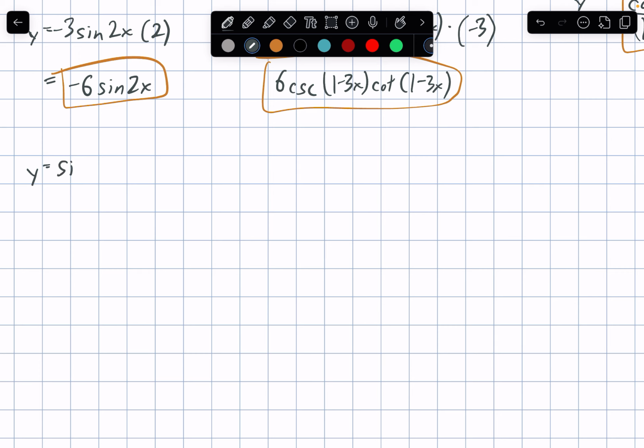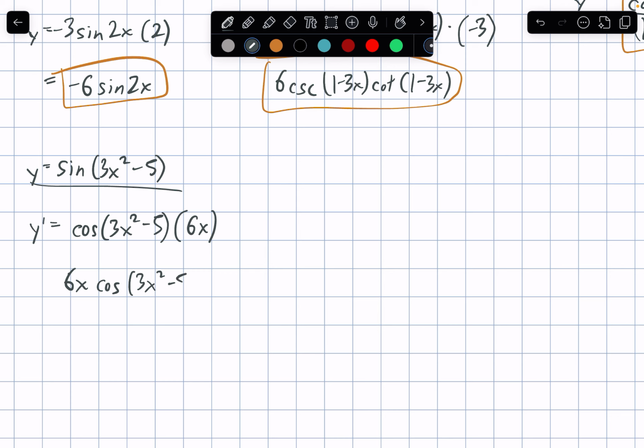y is equal to sine of 3x squared minus 5. Find the derivative. So cos of 3x squared minus 5, and then the derivative of whatever is inside the parenthesis, 6x cosine of 3x squared minus 5. That's the final answer. Next.